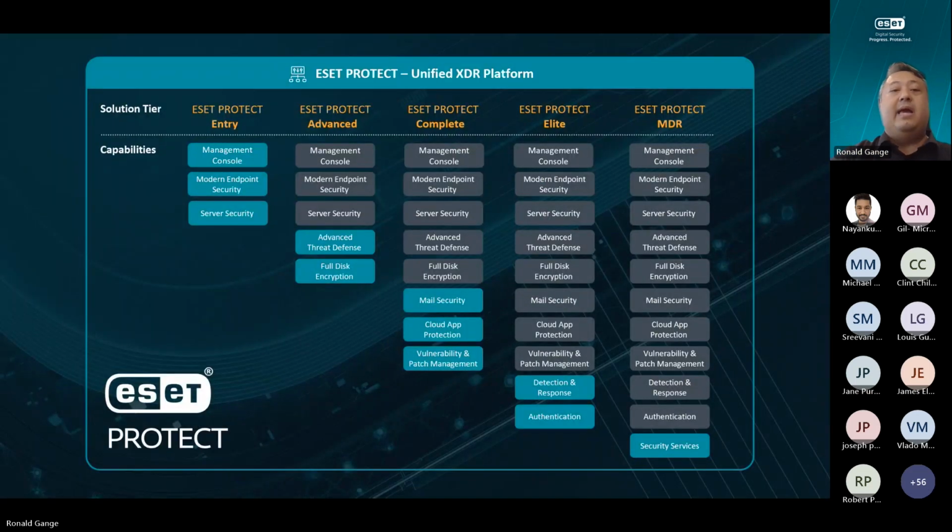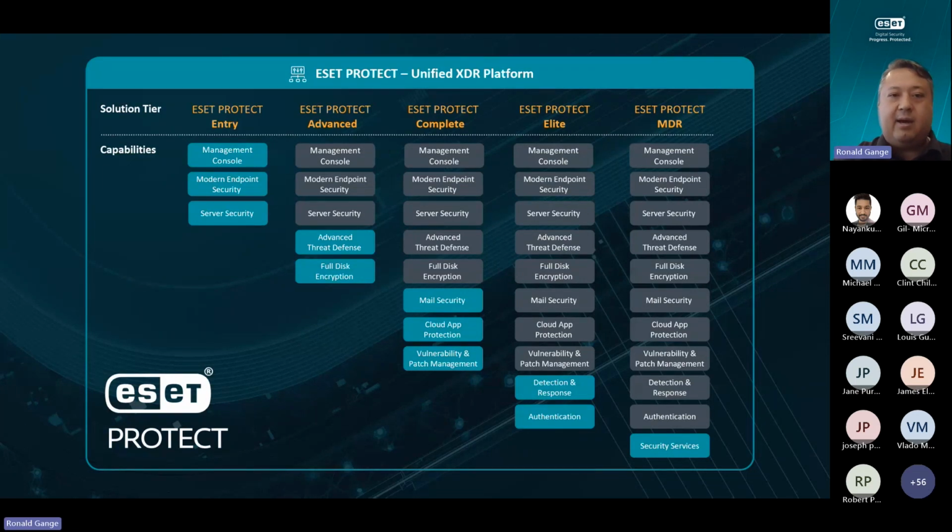Cool. And so this is probably a deeper look at what's included within each of those packages: our entry, advanced, complete, and elite. As you can see, with each of the different levels or tiers of subscription, we're able to add additional control areas and additional technologies that protect different risk vectors.